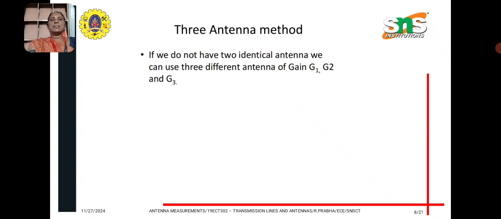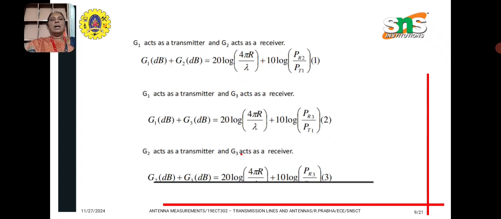Now coming to the three antenna method. Suppose we do not have two identical antennas, we can use three different antennas of gains G1, G2, G3. Here three expressions are involved. G1 acts as transmitter and G2 acts as receiver. Then G1 in dB plus G2 in dB is equal to 20 log 4 pi r by lambda plus 10 log PT2 by PT1, PR2 by PR1. This is from the Friis transmission formula.